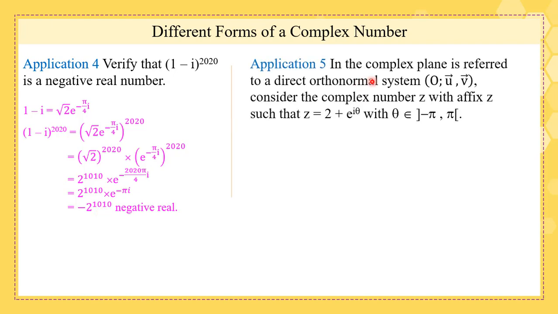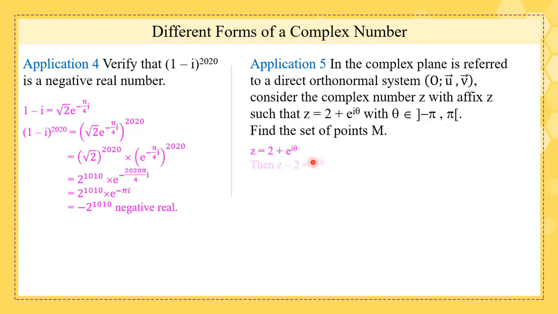Now let's see this application. We have complex number z such that z is 2 plus e^(i theta), where theta falls in this interval. The question is find the set of points M. Try to think about it.